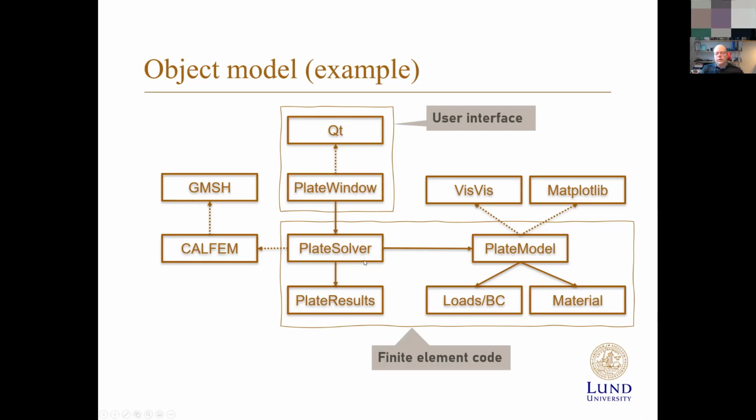So this is a high-level model of the final program. And CalFem would use GMSH for the actual mesh generation part. This rectangle here is the finite element code without any user interfaces. This is the user interface, and these are the dependencies, the toolkits that we're using to solve our problems.